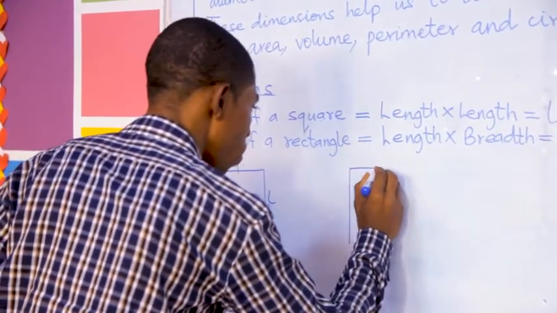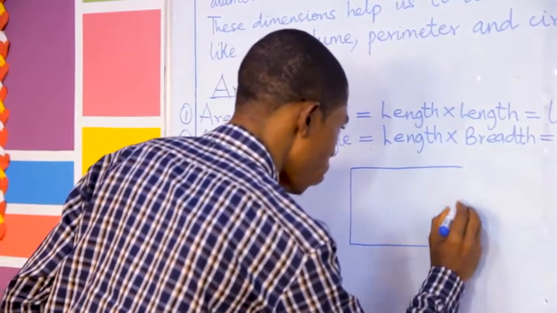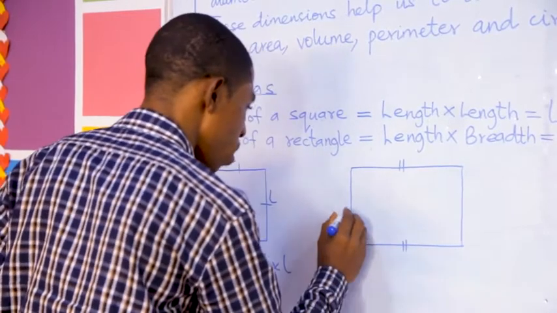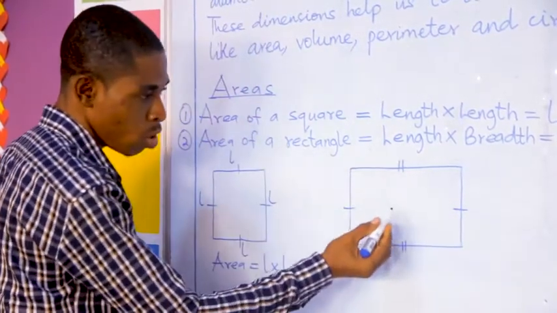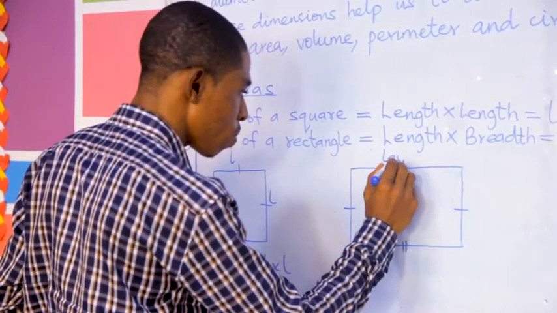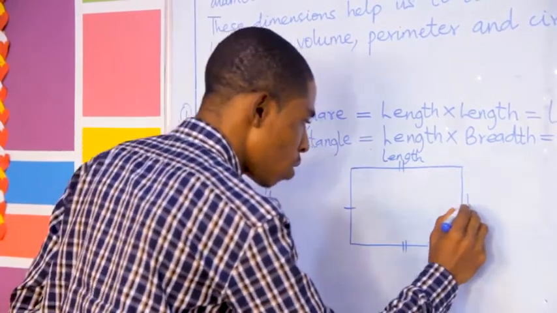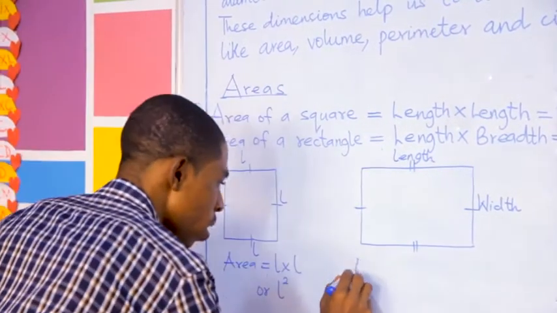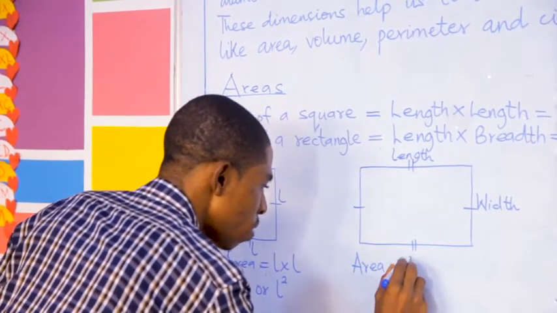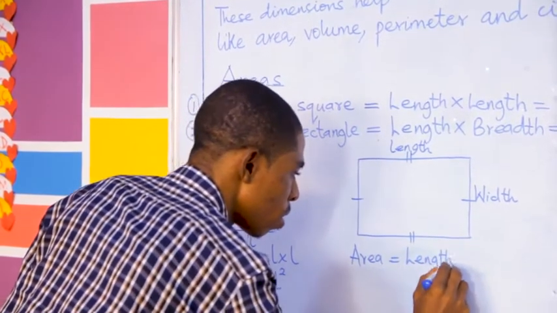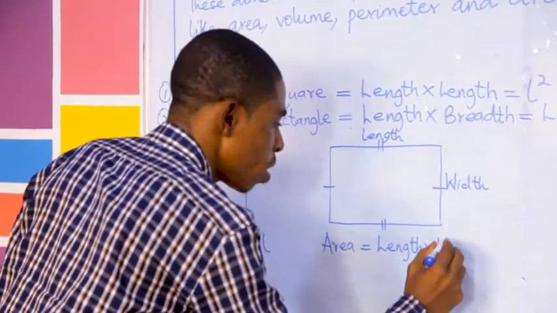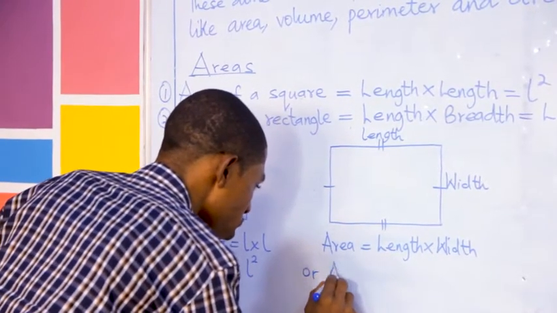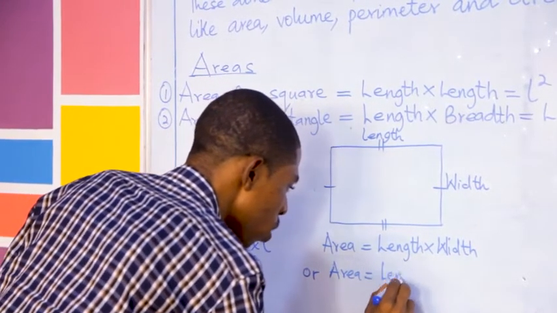This is a rectangle. You could always make freehand drawings, pardon me. This side is equal to this side is equal. You see, I had to use double lines to show the difference. The longer side is called the length, and the shorter side is called the width, or you call it the breadth. So the area will be given as length times width, like I have already said here, or area is equal to length times breadth.